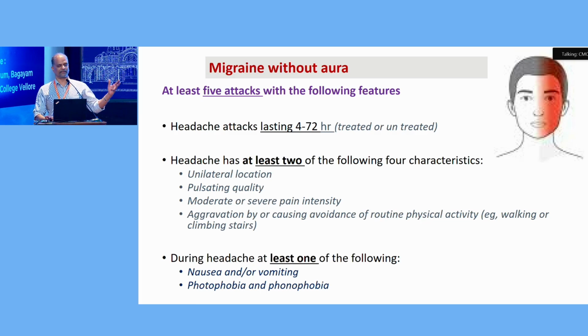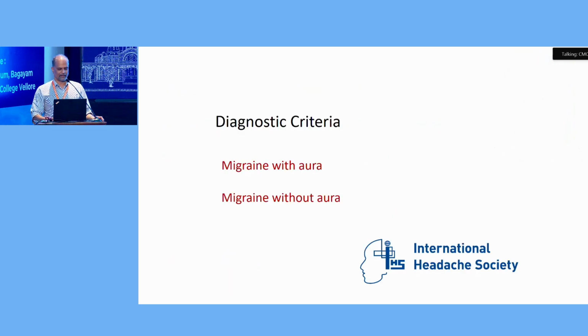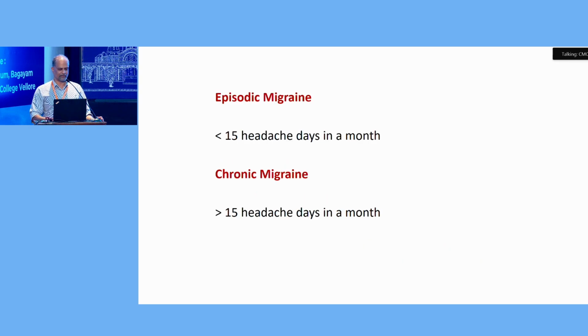So somebody coming to you the first time or even the second time, there's no chance you can label him as a migrainer. All these diagnostic criteria you can look up from the International Headache Society guidelines, which are freely available online. A patient with migraine can have migraine with aura or without aura. Another important thing is whether the patient has episodic or chronic migraine. Anybody having headache more than 15 days in a month has chronic migraine. So less than 15 is episodic.